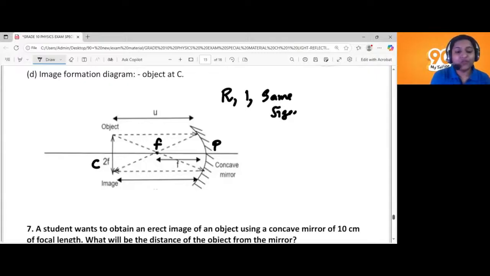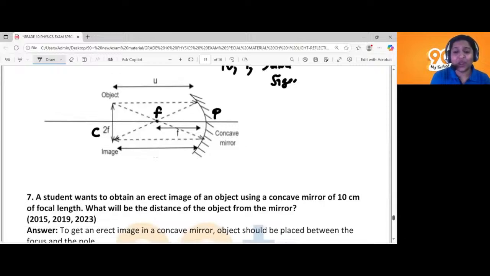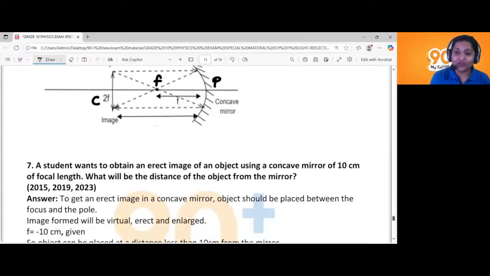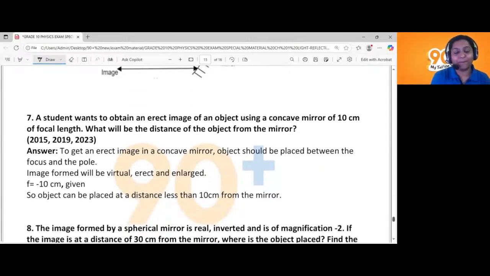A student wants to obtain an erect image of an object using a concave mirror of 10 centimeter focal length. What will be the distance of the object from the mirror? Focal length is 10 centimeter. It's a concave mirror, so it is -10 centimeter.